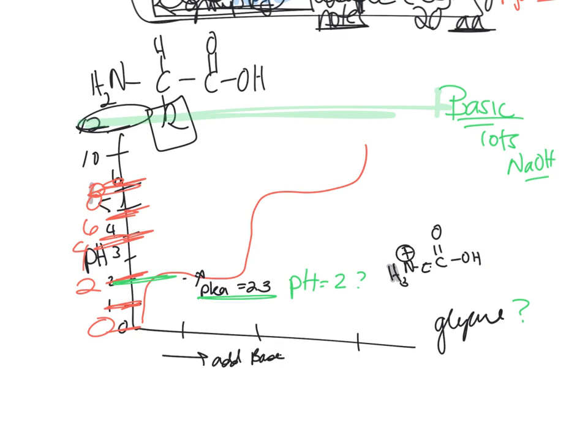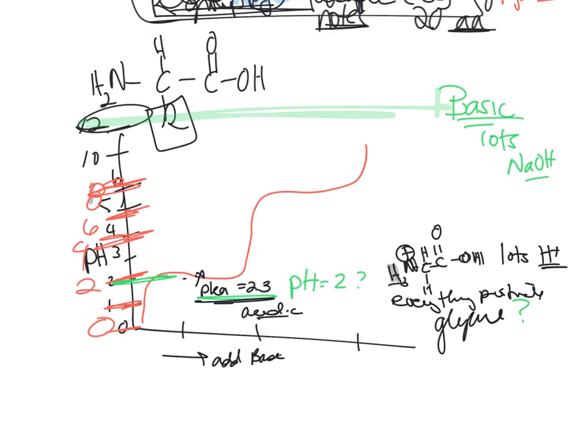And what I forgot in here was my alpha hydrogen. Everything's protonated at low pH. You've got lots of protons. Acidic pH, you've got lots of protons. The nitrogen gets protonated, the OH gets protonated.